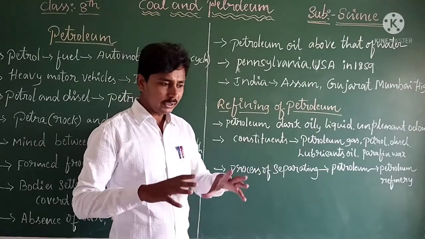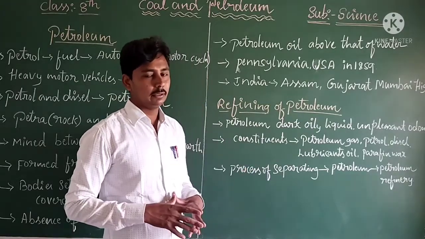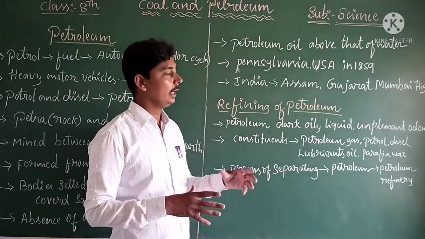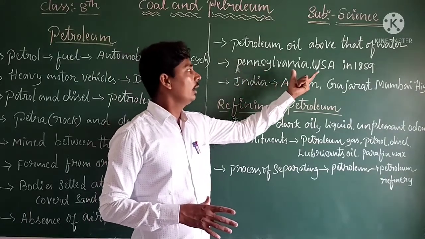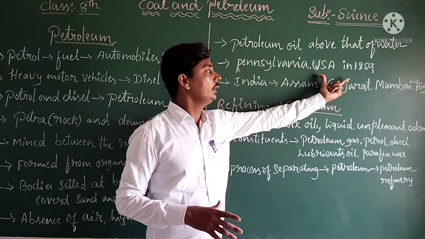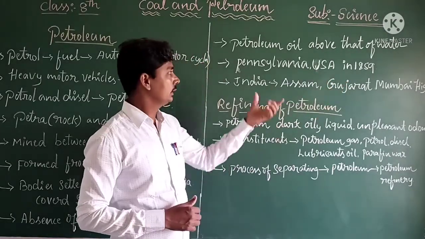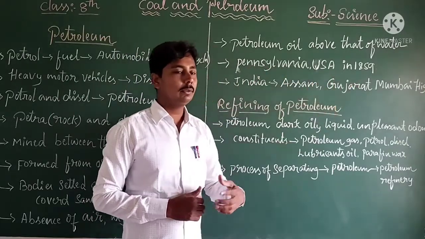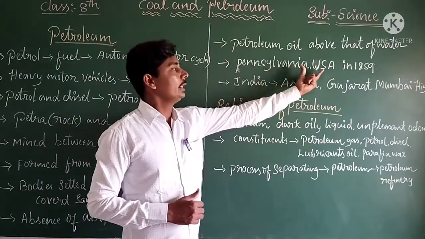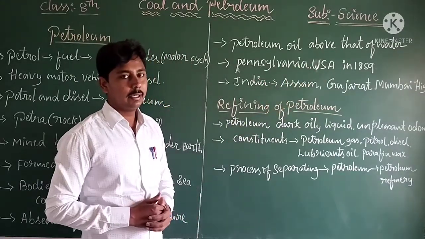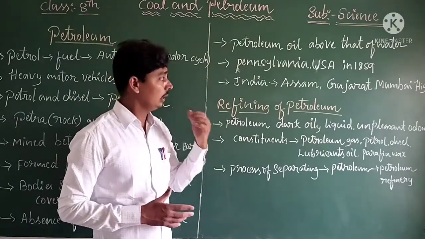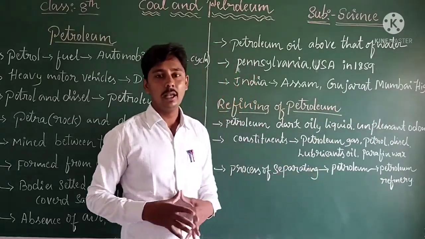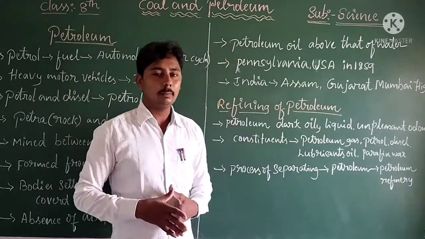In this world, the first petroleum spot was identified in Pennsylvania, USA, in 1859. In India also we have found some spots of petroleum materials. Those are Assam, Gujarat, and Mumbai High. These are the spots of petroleum products.